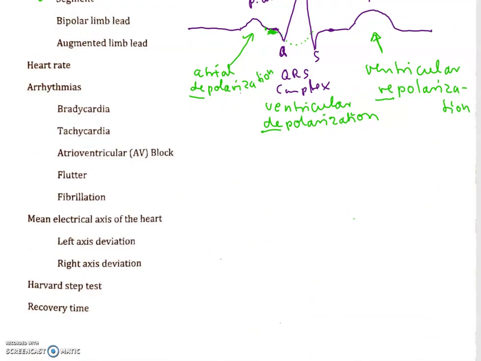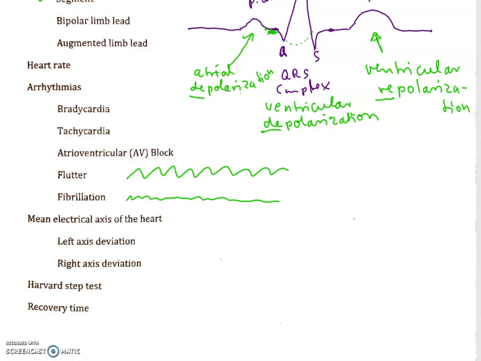Flutter would be not a complete contraction, but more like a flutter. So you would have an attempt to create waves, but it's just fluttering. And fibrillation is even more of a wiggle line. So that's when you have just a real wiggle line right here.